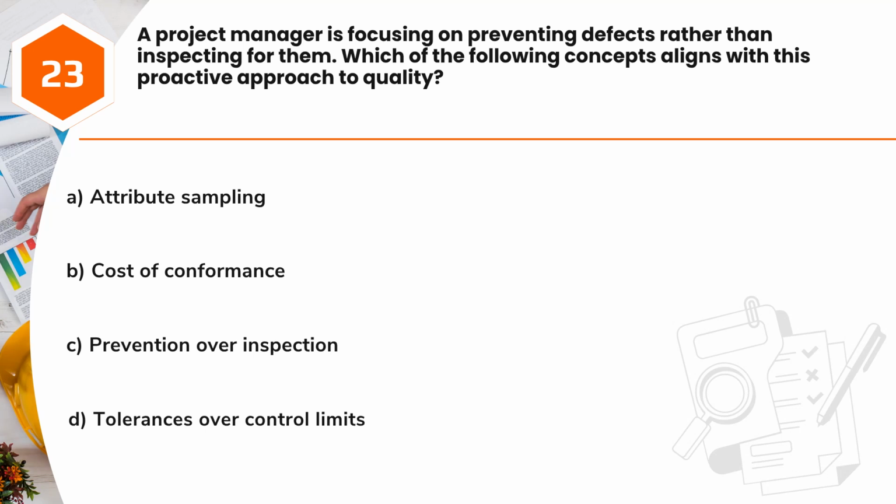Question 23. A project manager is focusing on preventing defects rather than inspecting for them. Which of the following concepts aligns with this proactive approach to quality? A. Attribute sampling. B. Cost of conformance. C. Prevention over inspection. D. Tolerances over control limits.